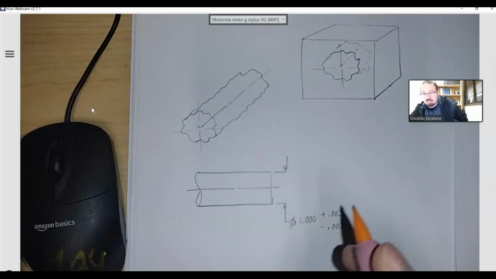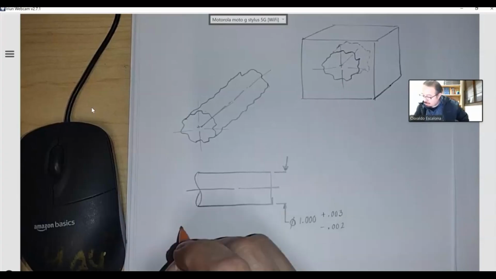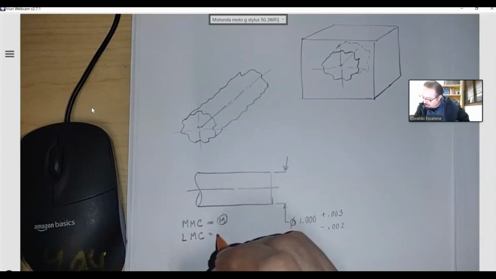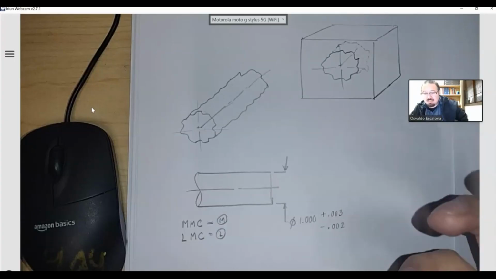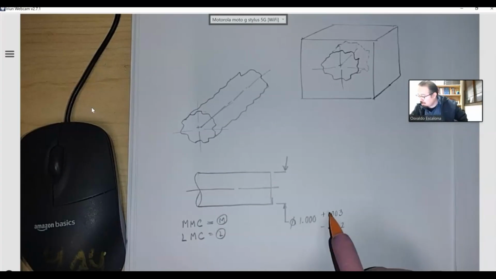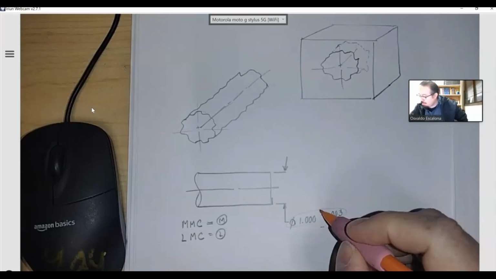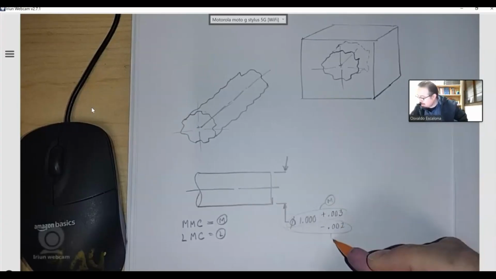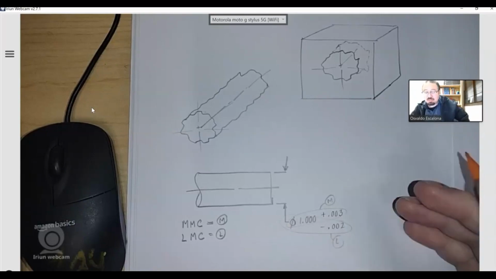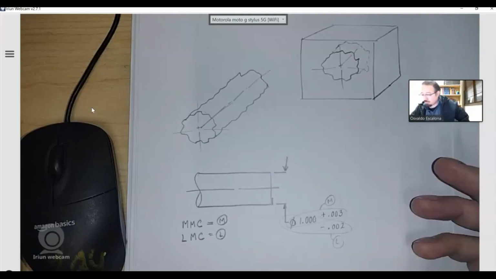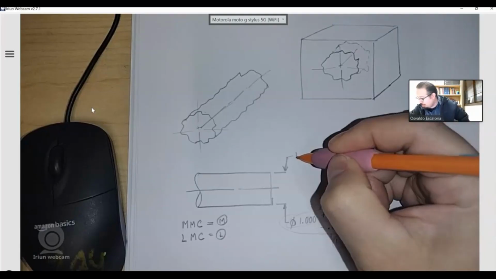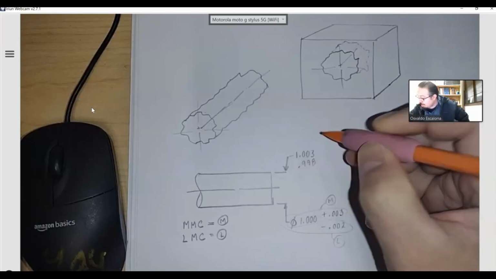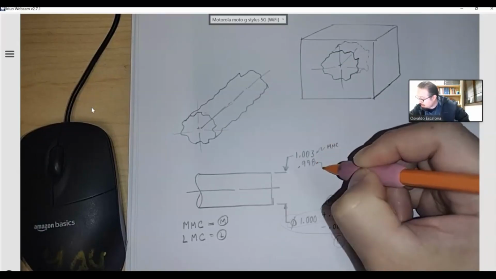Now, you guys have seen this before. We call it maximum material condition or least material condition. Sometimes we call it the M, sometimes we call it the L. The biggest material that I can have, the least material that I can have. If I add those two, it gives me my maximum material condition, the most material I can have. If I grab 1 minus 0.002, that gives me the least material condition, the smallest that I can get, right? Let's write those down. 1.003 and 0.998, right? And this guy will be my MMC, this guy will be my LMC.